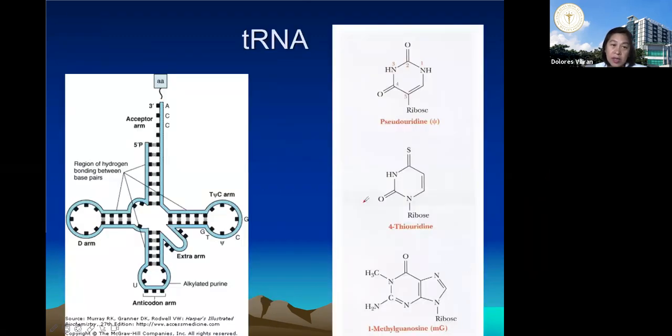So again, this is the secondary structure of tRNA, which has a clover leaf appearance. It has the unusual bases. It has the anticodon arm. So you have the anticodon here, which will interact with the codon in your messenger RNA. And then you have the acceptor arm that always ends with CCA, and this is the point of attachment of the amino acid.